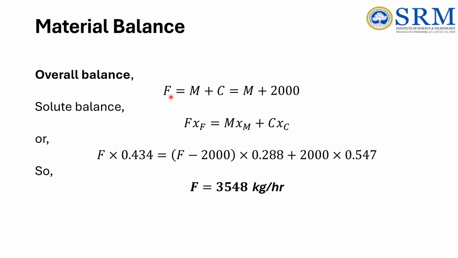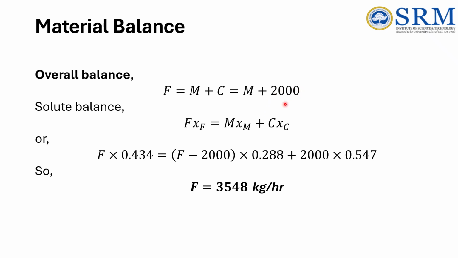Coming to the material balance, we have two equations. One is the overall material balance, the other is the solute balance. In the overall material balance, feed enters and is produced as mother liquor plus crystals. Solvent is evaporated, and the solvent is only water, so we need not account for the evaporated solvent in the material balance. Coming to the solute balance, we have F·xF = M·xM + C·xC, because everywhere we have iron sulfate present. Here we know the composition xF, we know xM, and we also know xC.